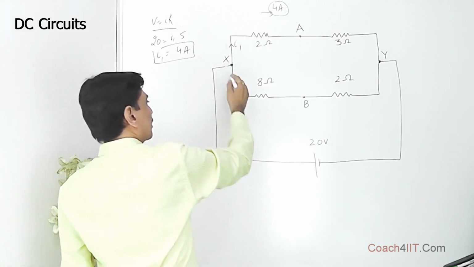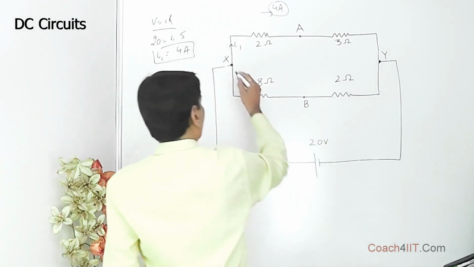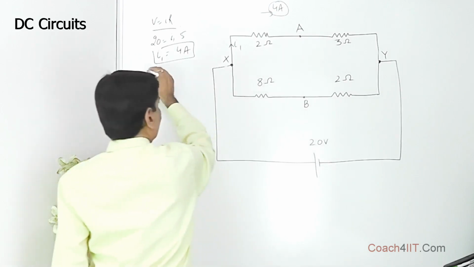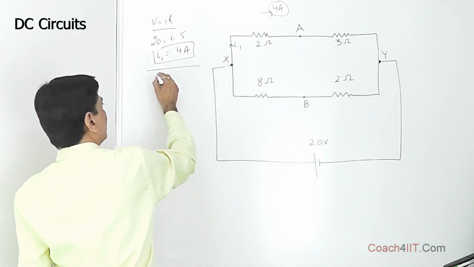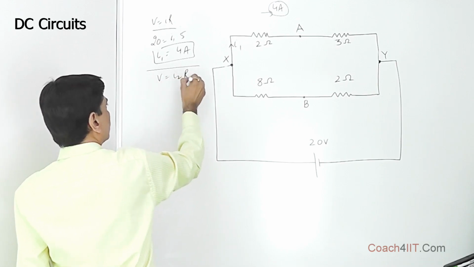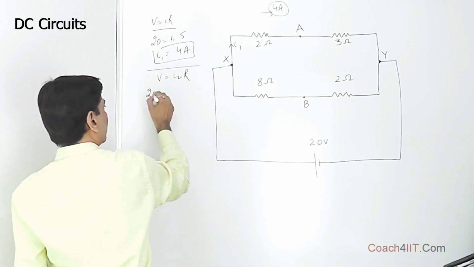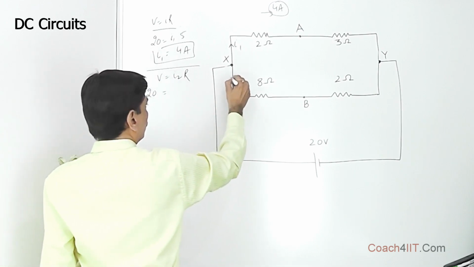Similarly, if we consider this lower arm, the potential difference across X and Y is once again 20 volt only, and we apply once again V is equal to IR. Over here, V is equal to I2 into R. What is V? V is once again 20 volt. What is I2? I2 we don't know.